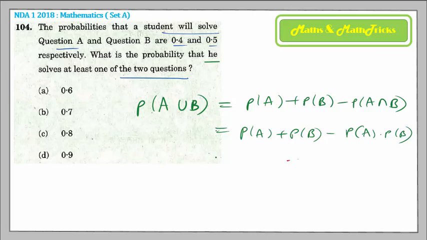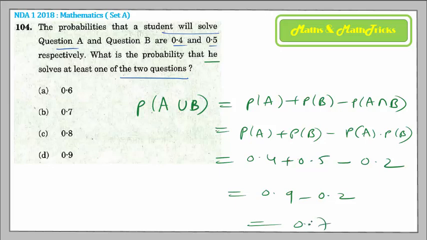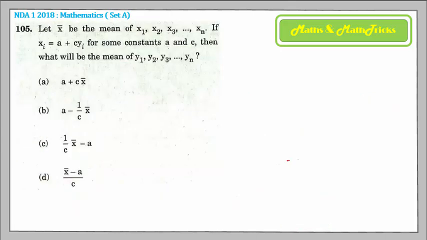Now substitute the values. P of A is 0.4 plus 0.5 minus 0.4 into 0.5, which will become 0.2. So this is 0.9 minus 0.2, which is 0.7. That is the probability that the student will solve at least one of the two questions is 0.7, option B. Alright, coming on to the next question, 105.